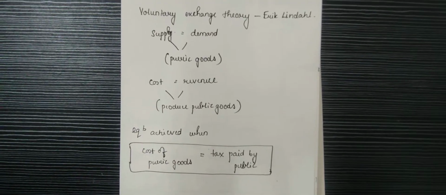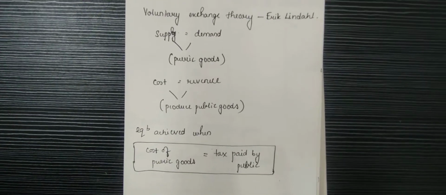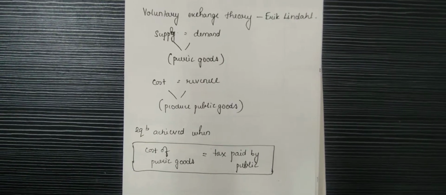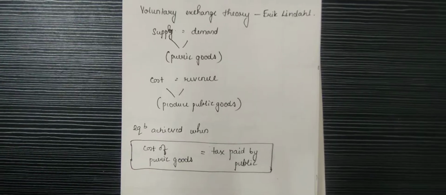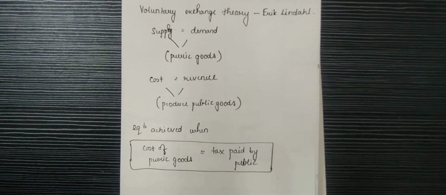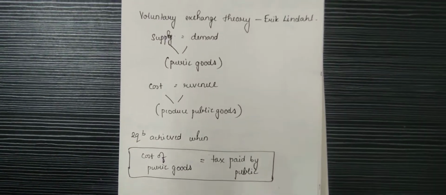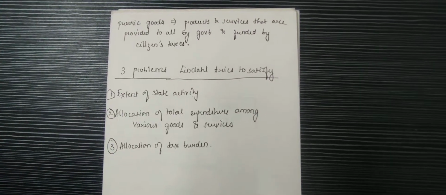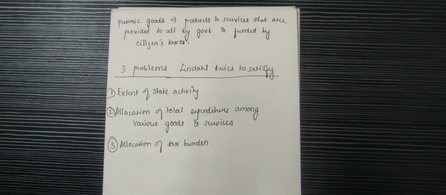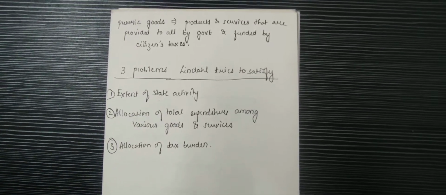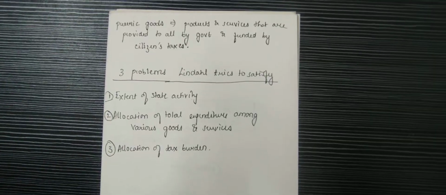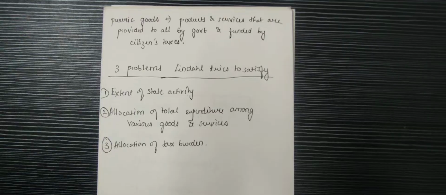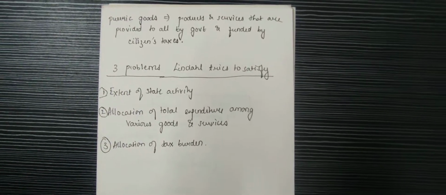that they receive. Okay, so how much should the tax be imposed on the citizens, how much tax should be collected, and how much public goods should be provided is being decided in this model. Okay. So what are public goods? Public goods are nothing but the products and services that are provided to all by the government and funded by citizens' taxes. Okay, you have public goods like metro, you have healthcare facilities, everything for the welfare of the society.